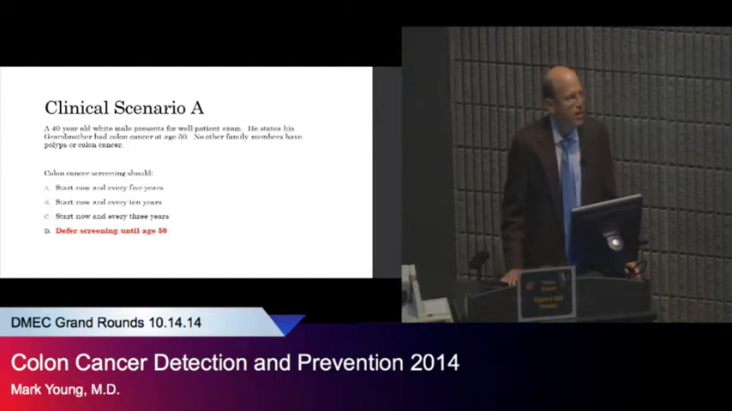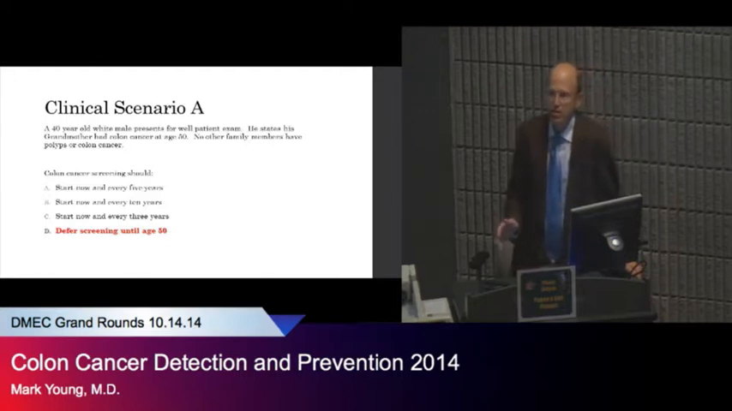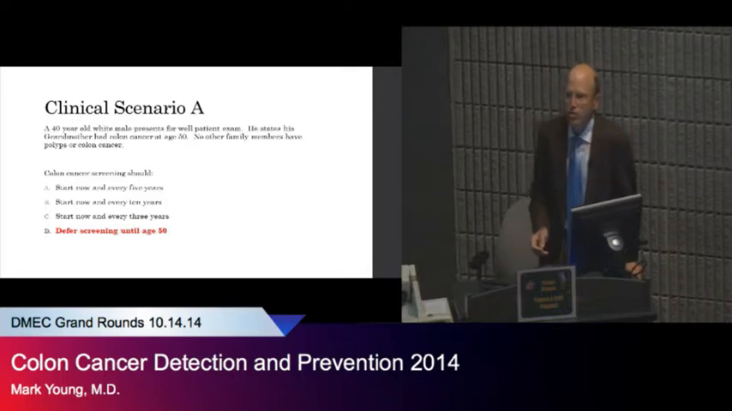Now, what if we had said that there was a grandmother and a grandfather? Well, this is two second-degree relatives, and we probably would start screening at age 40, but if the exam was negative, we would screen the patient again in 10 years. So a grandparent, a second-degree relative, increases your relative risk of colon polyps and colon malignancy by about 1.2 to 1.8 times the general population.